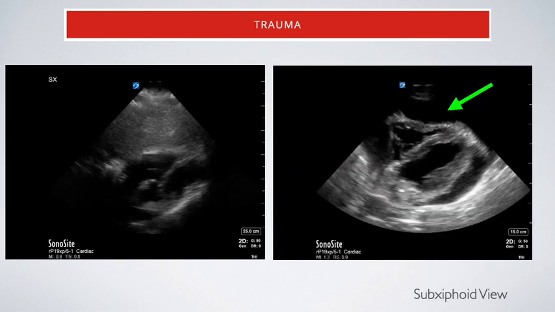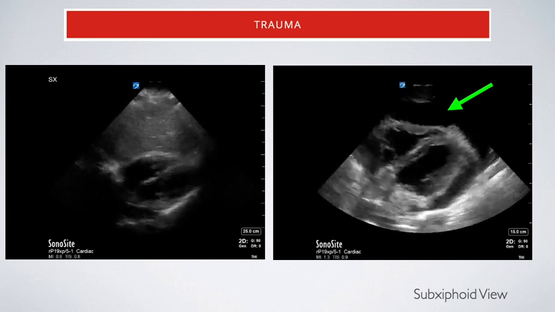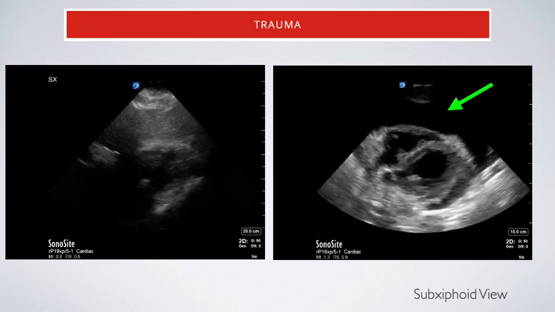Note the difference between the 2 images here. In the clip on the left, a clean white pericardial stripe is noted. In the clip on the right, there is a large anechoic fluid collection consistent with a pericardial effusion.